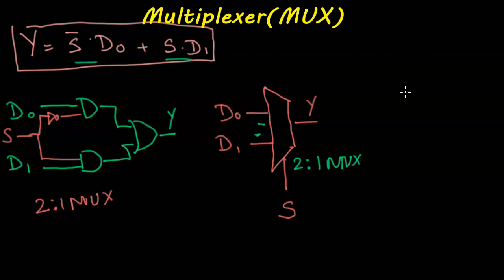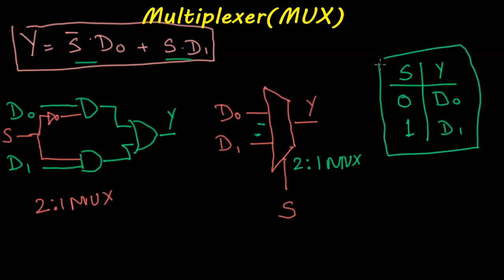And let's see the truth table behind this. So we have S and we have output Y. Whenever my input S is 0, the output is D0. And when my S is 1, the output is D1. And there we have it. This is the most simple truth table of 2:1 MUX, where the logic behind is using two AND gates. The output depends on the select line.